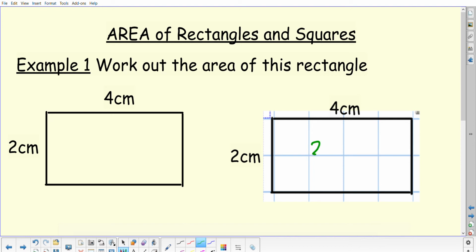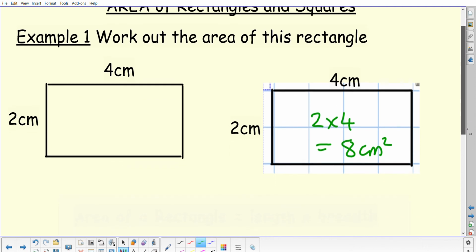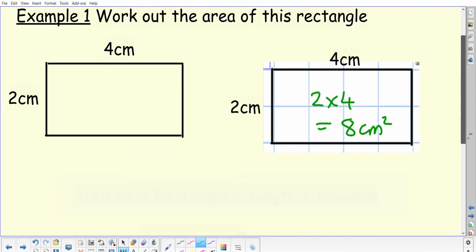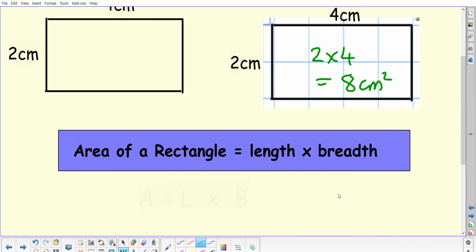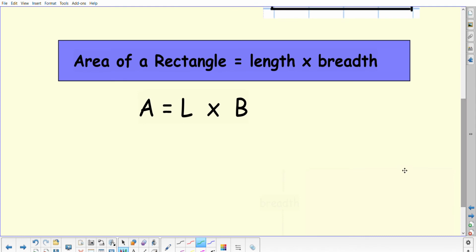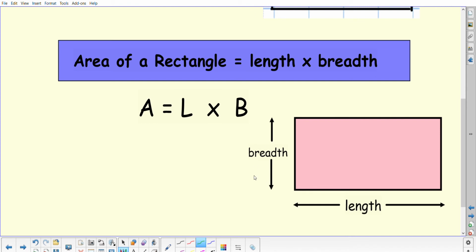So hopefully you can see that simply by counting the squares in there or by multiplying, we can quickly work out that the area of this particular rectangle would be 8 square centimetres. So although we don't always have the squares, this leads us into the fact that we can work out in general the area of a rectangle simply by multiplying the length times the breadth. That is just simply for any rectangle, length and breadth.